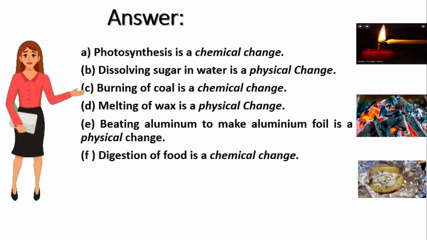A. Photosynthesis is a chemical change. B. Dissolving sugar in water is a physical change. C. Burning of coal is a chemical change. D. Melting of wax is a physical change. E. Beating aluminum to make aluminium foil is a physical change. F. Digestion of food is a chemical change.